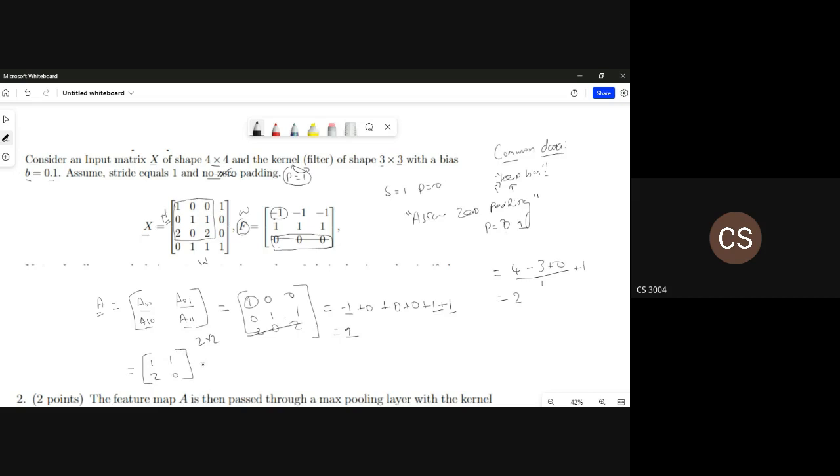Okay, and you need to add bias to each of these elements, so you can simply add it. Okay, so you might have adapted some approaches. Okay, what is the bias value? It's 0.1, 0.1, 0.1, 0.1, 0.1.